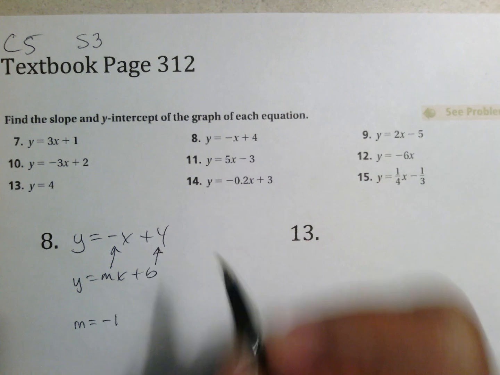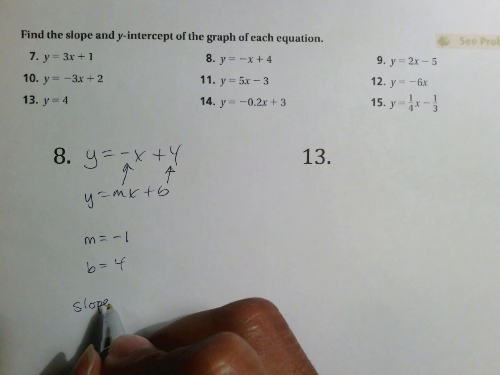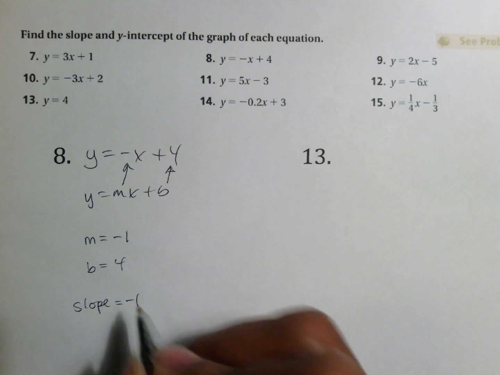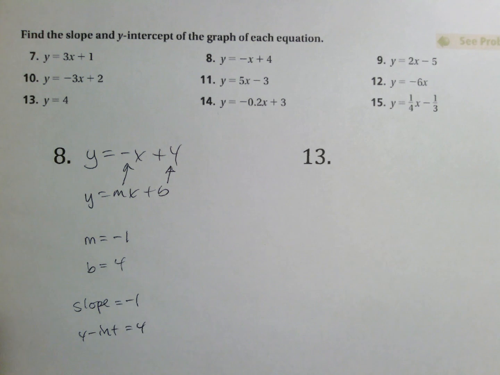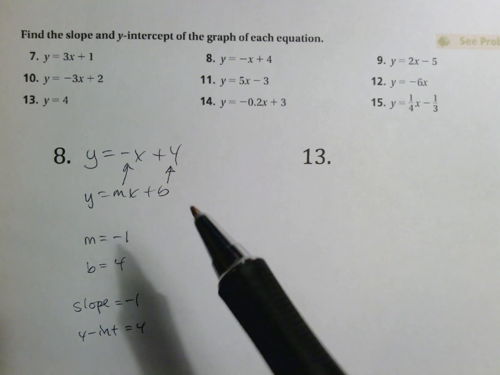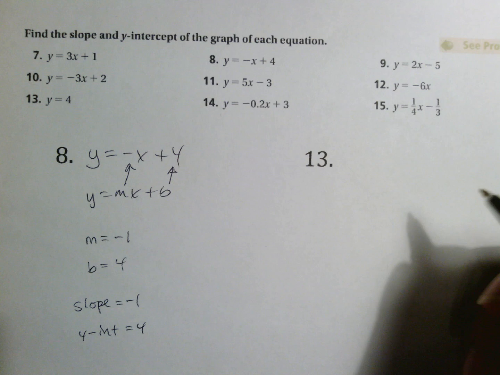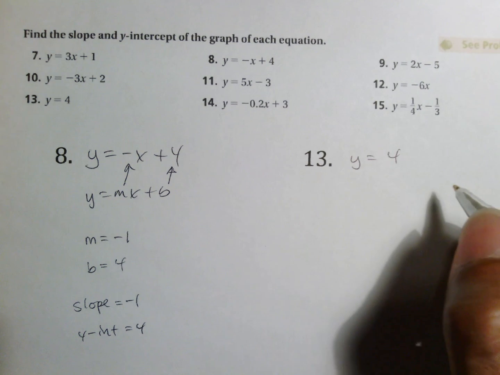Our b is in the same location as this 4. So the b is 4. That means that our slope is negative 1, and our y-intercept is 4. So it's a real quick, direct read from it. You just make sure you remember that slope is attached to x, and the y-intercept is a number all by itself. Looking at 13, we have y equals 4.